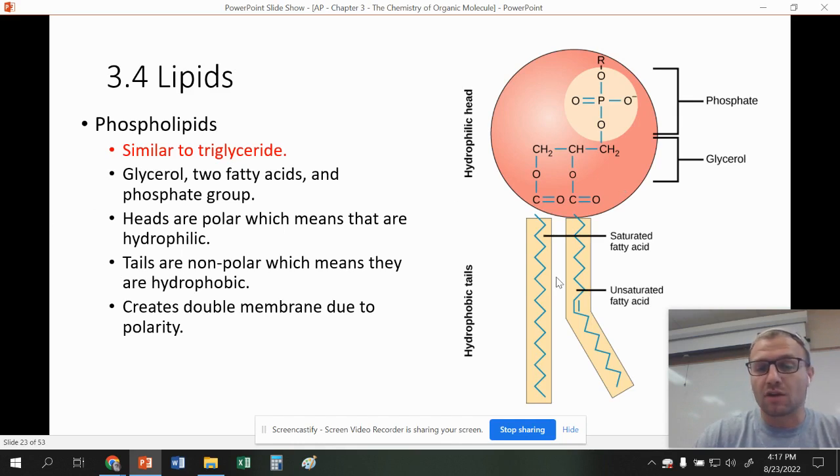Now, the tails are very nonpolar, remember, which means they push away water. Their heads, though, the hydrophilic heads, attract water. So their tails push away water, which means they're hydrophobic. Their heads attract water because this phosphate group has a lot of oxygen, which is very polar. It means it's hydrophilic, which means it attracts water. So these two areas have different properties. One is very nonpolar and hydrophobic. One is very polar and very hydrophilic.